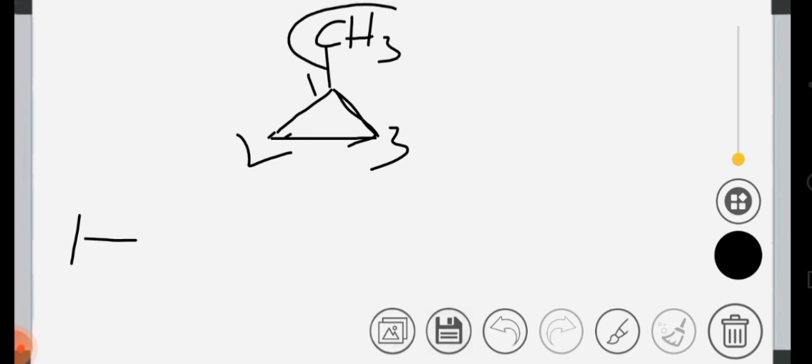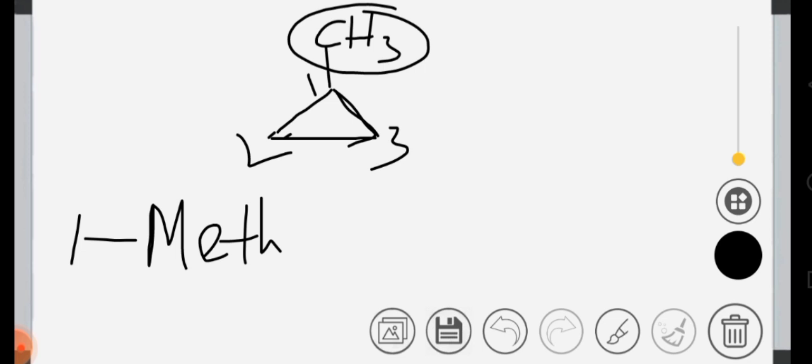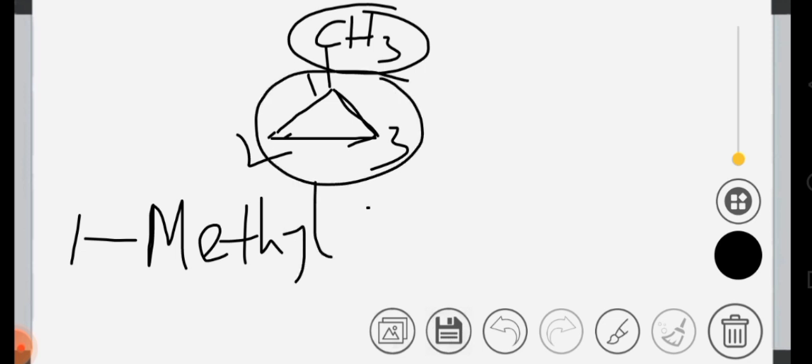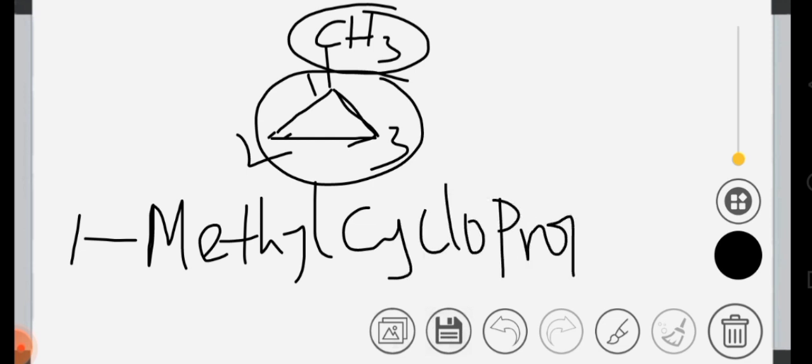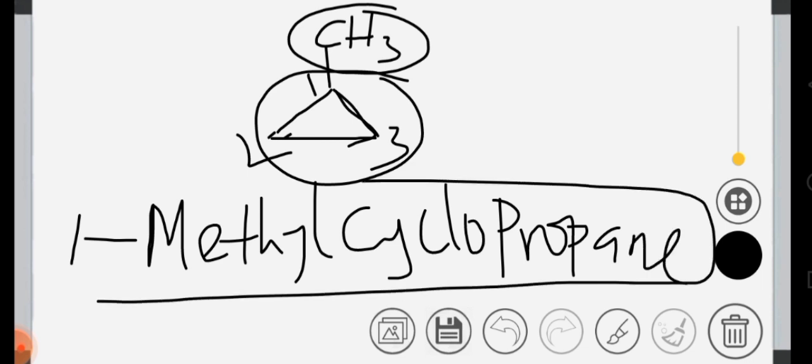Then what is the name of this substituent? That is ethyl. 1 ethyl. No, methyl, not ethyl. Ethyl is the one that has CH2, CH3. So we have 1 methyl. Then look at this. What is the name of this one? Cyclopropane. So this is the name of this compound: 1 methyl cyclopropane. So that is all for that.